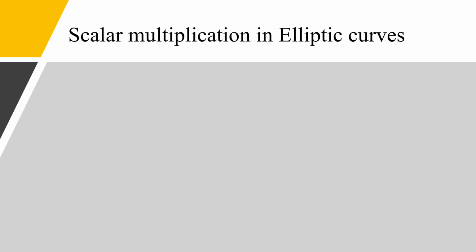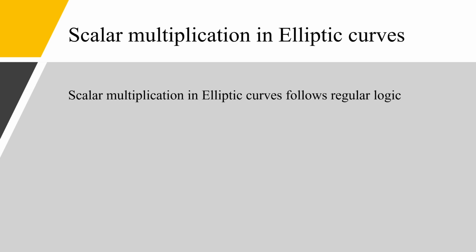Let's look at what scalar multiplication is in elliptic curves. Scalar multiplication follows regular logic. N dot P is performing the group operation n times. So we have a point P and we perform the group operation n times. This plus is not regular addition and this dot is not regular multiplication. They are both specific to elliptic curves. N dot P means perform the group operation n times.